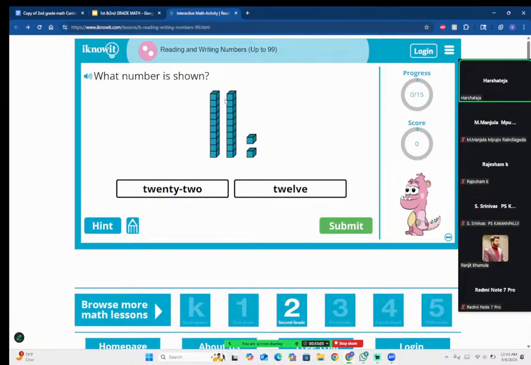Here there's 2 stacks of 10, 2 stacks of 1, 20 plus 2, 22.